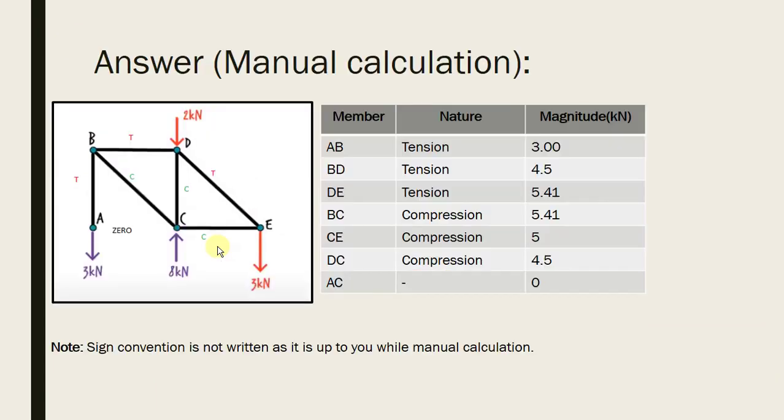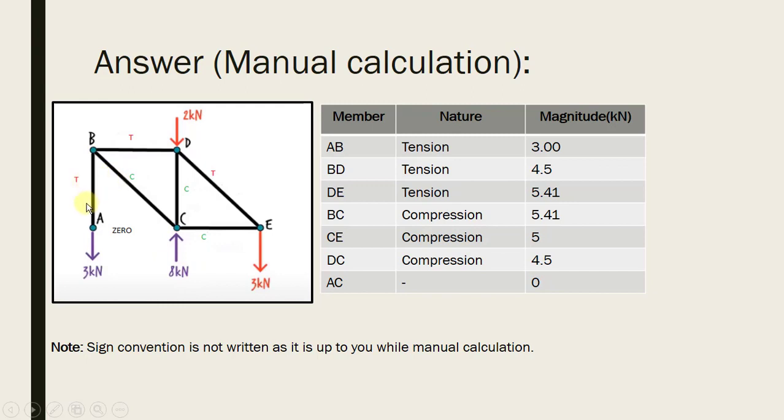Okay, now these are the answers of the manual calculations, and when you solve the problem you will get the answers, and I have formulated them in table format. Here you can see there are two reactions, 3 kN in downward direction, 8 kN in upward direction.